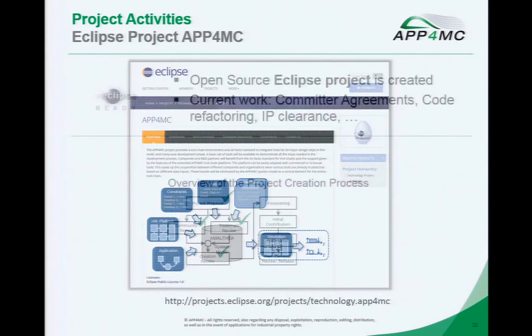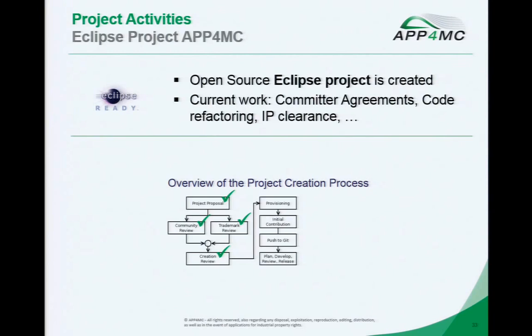And what we now have to do is some formal stuff. All the partners have to do the committer agreements. We have to do the IP clearance. And I hope that will be done by the first quarter of next year. I'm not sure how long it will take.